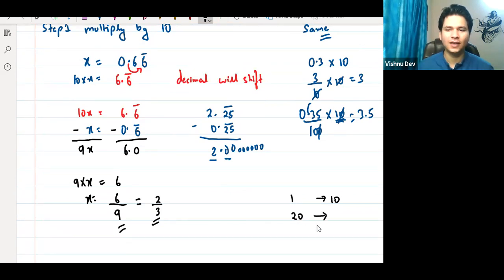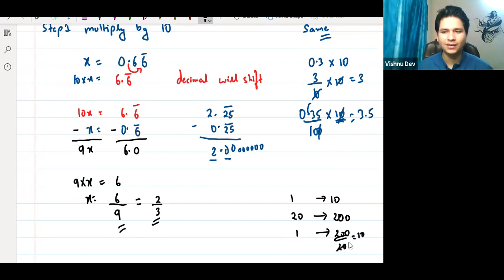Tell me. 200. What did you do? You just multiplied by 20, right? So if the cost of 20 apples is 200, what's the cost of one apple? Tell me. What is the cost of one apple? So it is 200 by 20, right? 10 rupees, yes or no? Right?